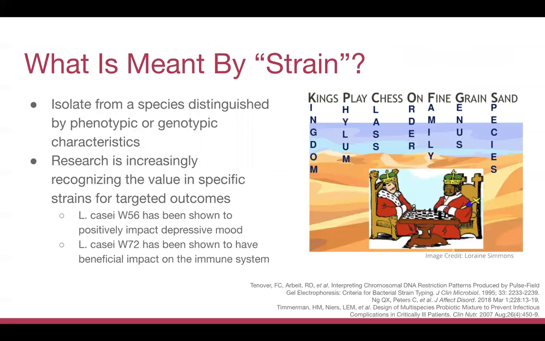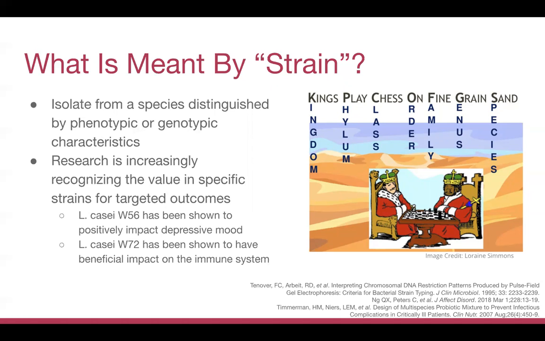So we're going to cover and speak a lot about this word strain. And so for just a moment, I'm going to do a brief review. Some of you will be very bored and others of you will appreciate this. I apologize for those of you who are bored. Let's go back to our basic biology. Most of us learned some version of this picture here, right? Kings play chess on fine-grained sand. Kingdom, phylum, class, order, family, genus, species.